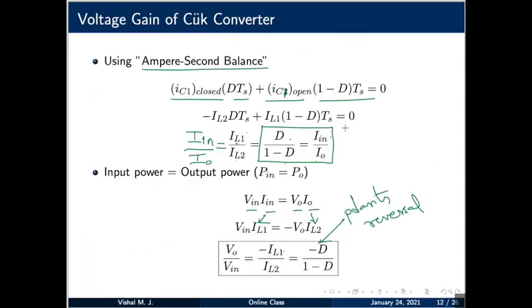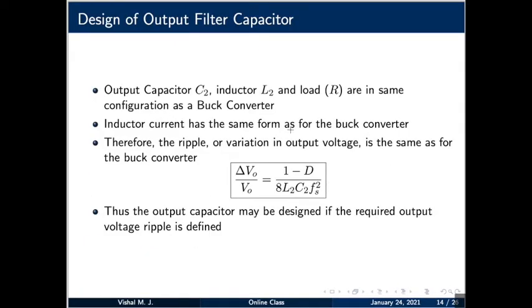Instead of doing this extensive analysis, we can straight away use the output voltage ripple equation of the buck converter. That is, the output capacitor C2, the inductor L2 and the load R are in the same configuration as in a buck converter. So, the inductor current also has the same form as in the buck converter, that is, the current rises, then it falls. Therefore, the ripple or the variation in the output voltage is the same as for the buck converter.